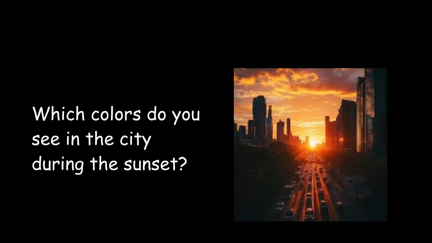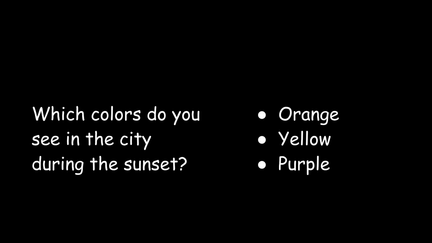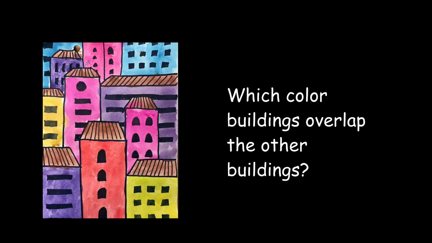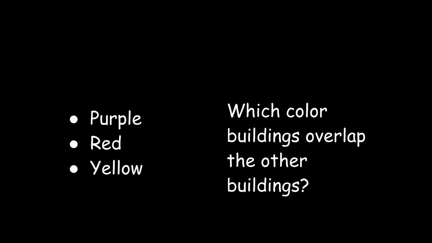Now another intro question. Which colors do you see in this picture of a city during a sunset? Think about your answer and then raise your hand. If you answered orange, yellow, or purple, you were right. All of those showed up. Here are some examples of the cityscape that we will be creating today. Which color buildings overlap the other buildings? I want you to also answer this question. Which three buildings cover? We have purple, red, and the yellow buildings. Those are the ones that overlap.